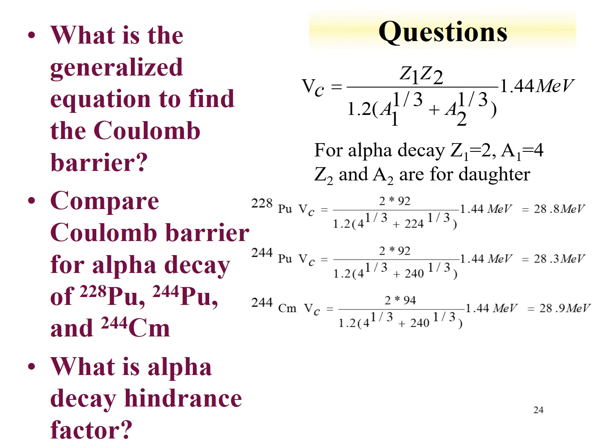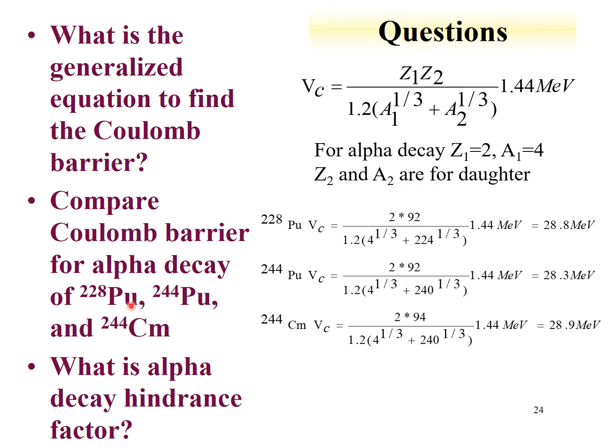We could use this equation to compare the Coulomb barrier for the alpha decay of plutonium-228 and plutonium-244, so that's a long range of the same isotope, and then curium-244, so comparing the same A but different Z. And what we get for the Coulomb barrier for plutonium-228 is 28.8 MeV. If we just add neutrons, so we go from 228 to 244, we're fundamentally diluting the charge, so the Coulomb barrier goes down, and as we see, it goes from 28.8 MeV, losing about half an MeV, to 28.3 MeV.